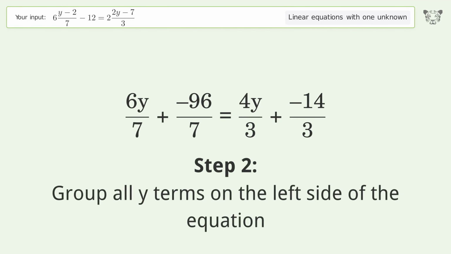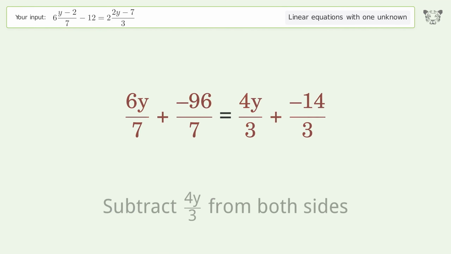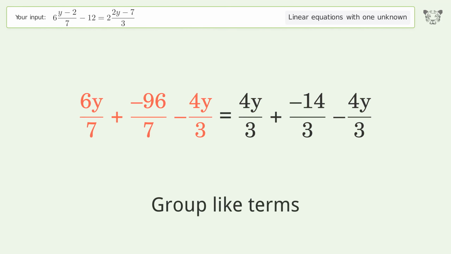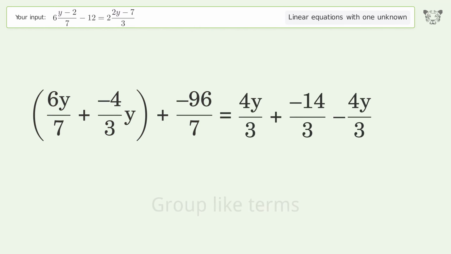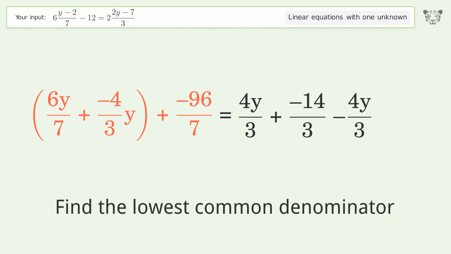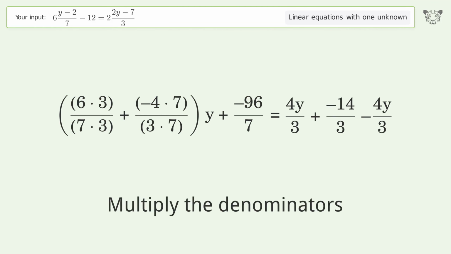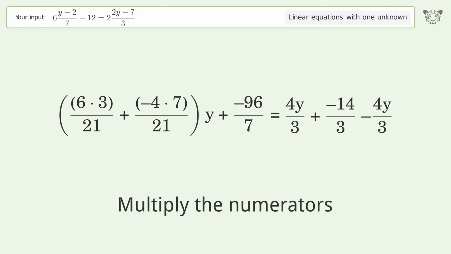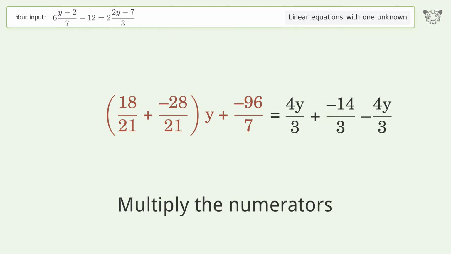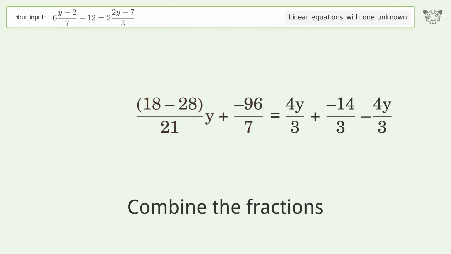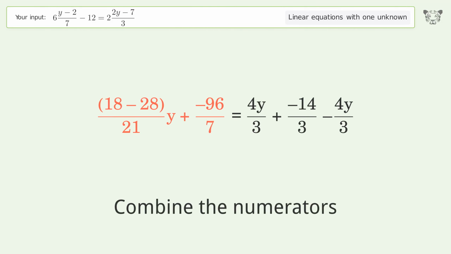Group all y terms on the left side of the equation. Subtract 4y/3 from both sides. Group like terms. Find the lowest common denominator. Multiply the denominators. Multiply the numerators. Combine the fractions.